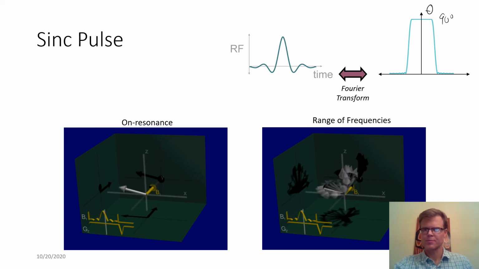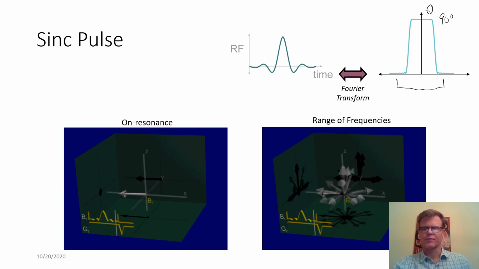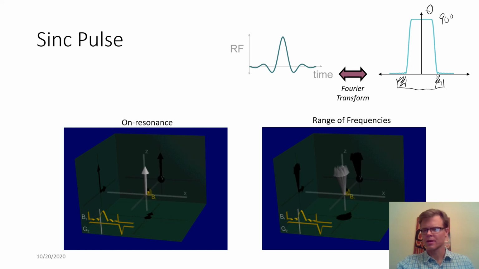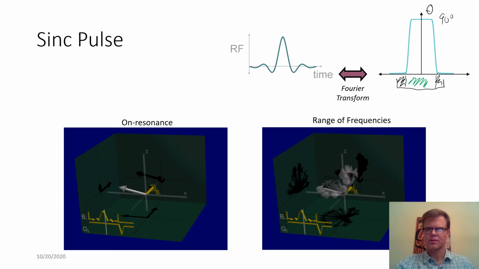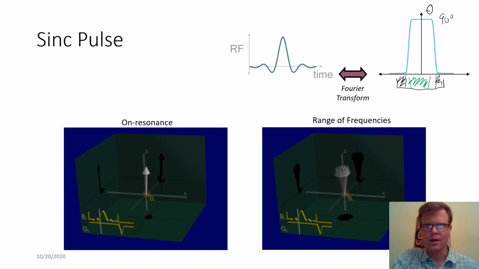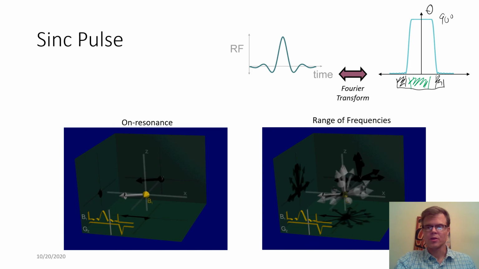So this plot is showing some range of frequencies like this, and you can see that we really have some net magnetizations here where there's basically no transverse magnetization, and then this nice region in the middle where we get a bunch of good 90 degree excitation. There's a few net magnetizations in these intermediate, what we call the transition regions. But not nearly as many as there were in the hard pulse case.